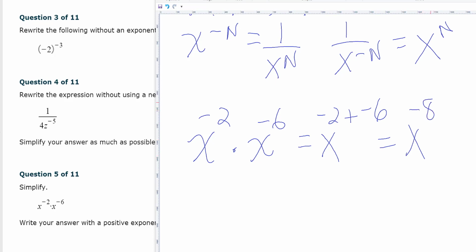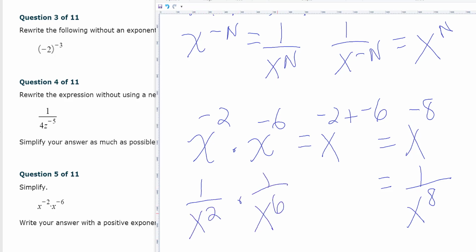And we do not want a negative exponent, so it's going to be 1 over x to the 8th. Now notice I could have gone 1 over x squared times 1 over x to the 6th, and I would get the same answer, because in both cases you add your exponents. So the final answer for number 5 is 1 over x to the 8th.